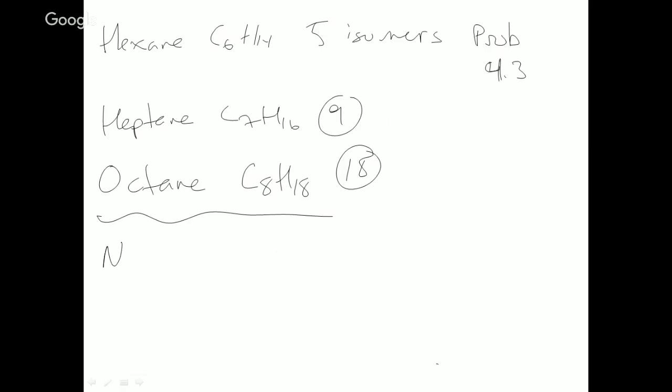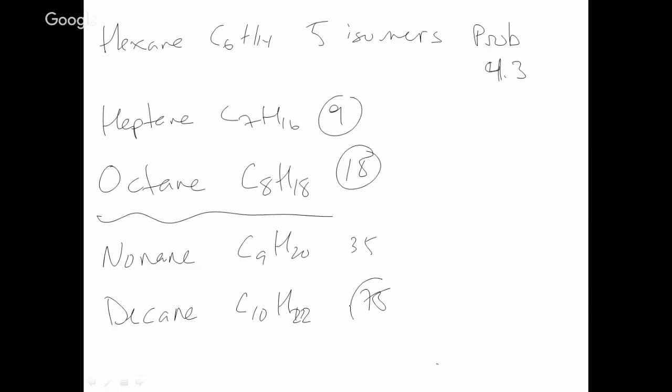But I want to tell you, just so you know, nonane for 9 is C9H20. There are 35. And then decane, as in deca, you get to 10, 22 hydrogens, 75 isomers. Whew, 75. So FYI, icosane is C20H42. There are 366,319 possible isomers.